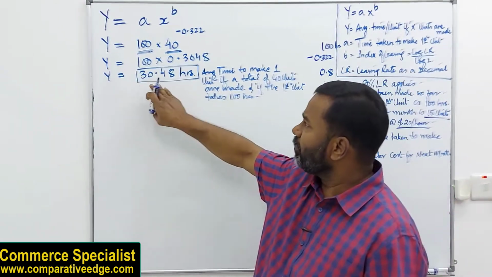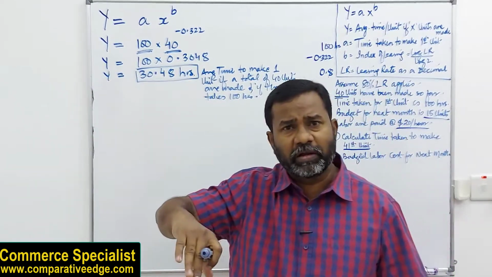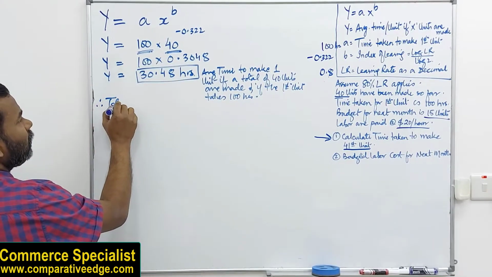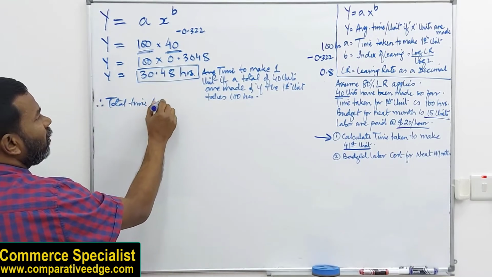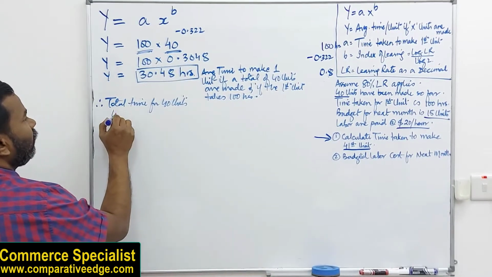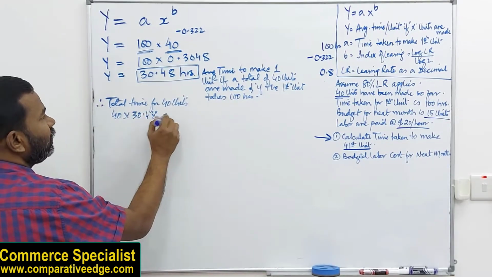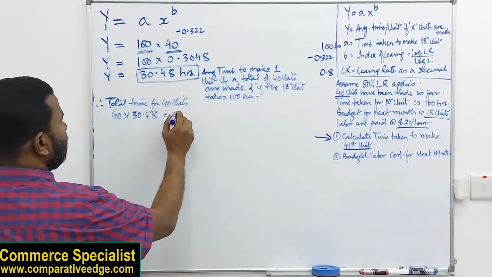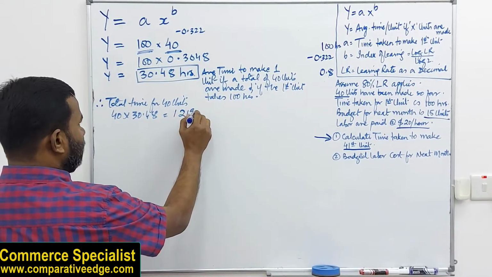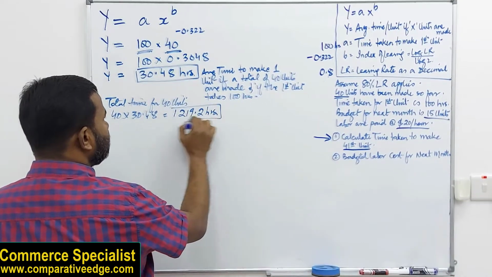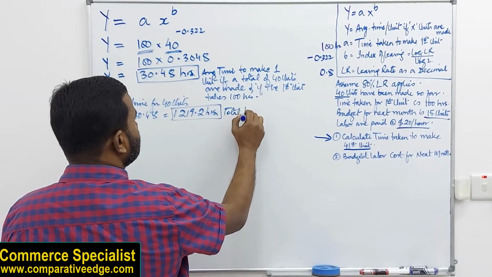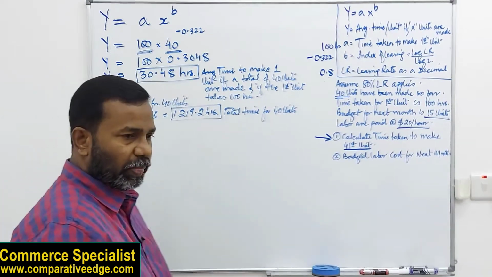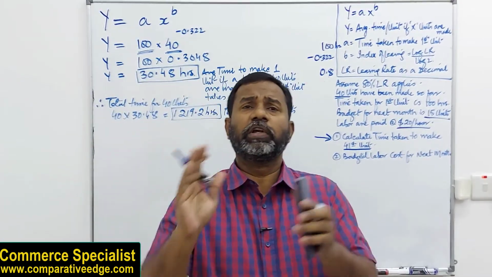So now that we have the average time to make 1 unit, if a total of 40 units are made, remember this is the average time to make 1 unit, therefore the total time for 40 units will be 40 multiplied by 30.48. So how much do I get? 40 into 30.48 gives me 1219.2 hours. This is the total time for 40 units. So finally I found the total time for 40 units.